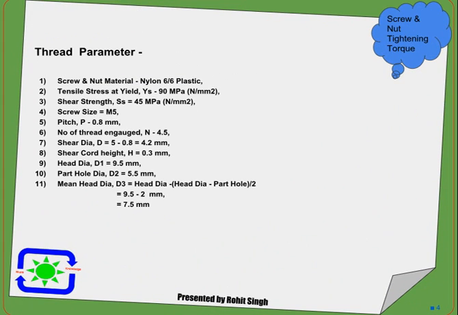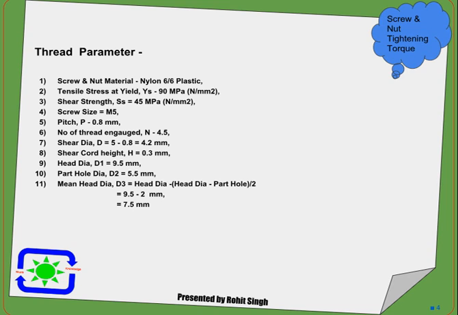Before starting the calculation, we need to know a few parameters like material, tensile strength of material, shear strength of material, screw size, in this case M5, pitch 0.8, and number of threads engaged. We need to know how many threads are engaged between nut and screw.